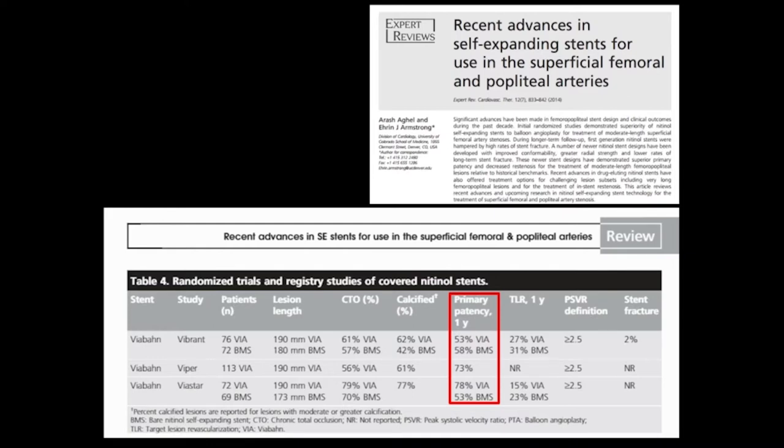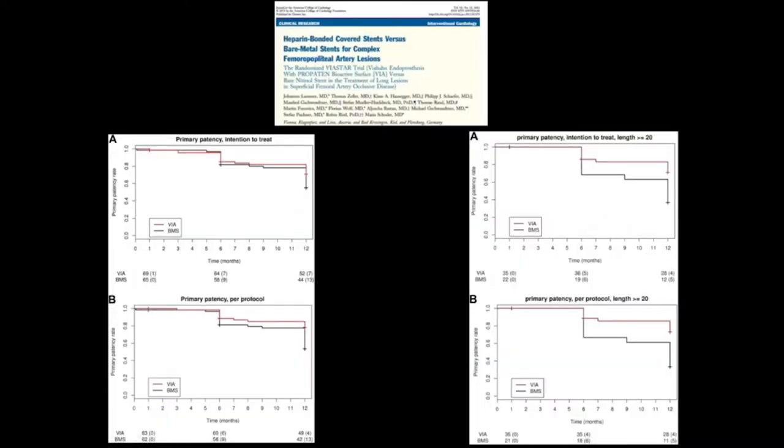These are a summary of randomized trials and registry studies comparing covered stents to nitinol stents. And the first trial here didn't show any difference between the covered stent and the bare metal stent. This study did suggest some advantage of the covered stent over the bare metal stent. And a little more detail from that study showed that the covered stents seem to do better. This is primary patency. This is time. This is the overall study space. It didn't show a whole lot of difference between the covered stent in red and the bare metal stent in blue. But for patients who had lesions that were longer than 20 centimeters, the covered stents seemed to perform better in terms of patency versus the bare metal stent. So maybe some advantage in patients with really long levels of atherosclerotic involvement.